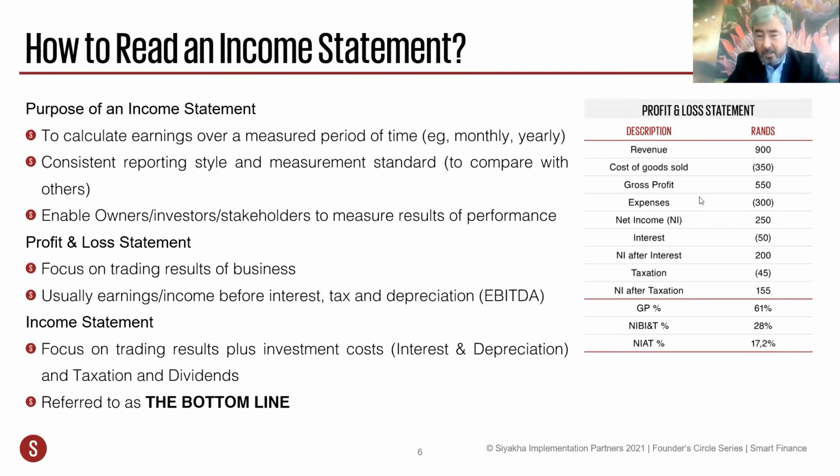Some of the key measurements that come out of the profit and loss statement or the income statement would be the GP percentage. When someone asks you what GP you are making or what margin you are making, typically they're asking what percentage that GP is of revenue. So in this case, 550 divided by 900 would be the percentage that you make. Other ones, particularly for people involved in funding your business, will be interested in net income before interest and tax. So that's after expenses.